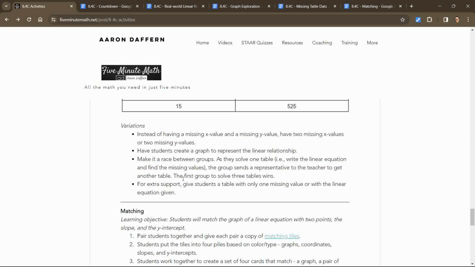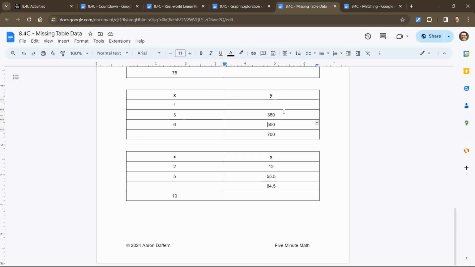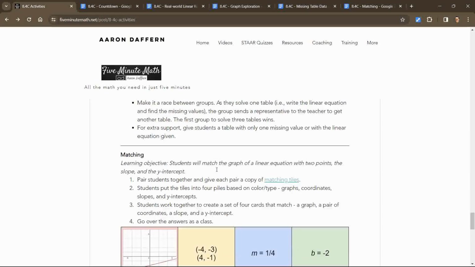You can make it a race. As they solve a table, students send a representative to the teacher to get another table, and they keep going back and forth until each group has solved three tables. For extra support, you might give students a table with only one missing value, or with the linear equation given, right? That might be the first step. If they're not sure how to find missing values, first give them the linear equation. See if they can plug in the x or the y to find the missing values. Then maybe only give them one missing value, right? So maybe provide this x and they're just looking for that y right there. Those are some different variations.